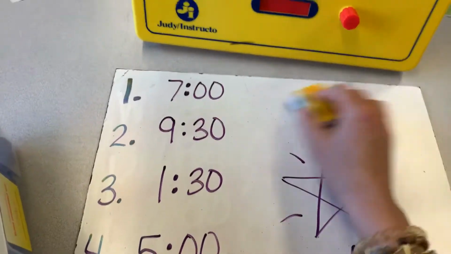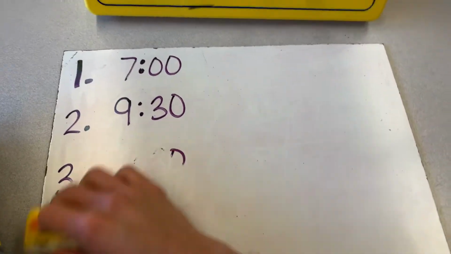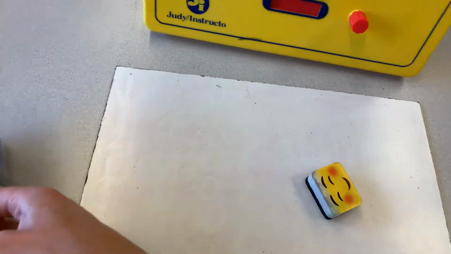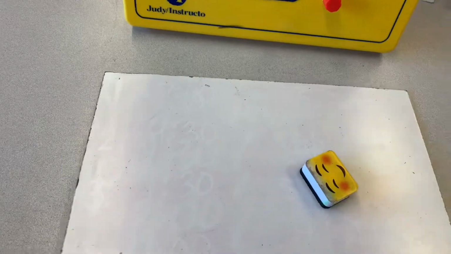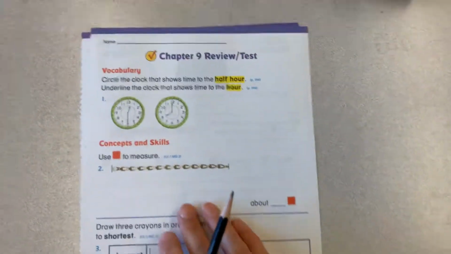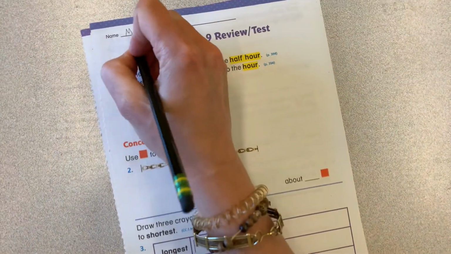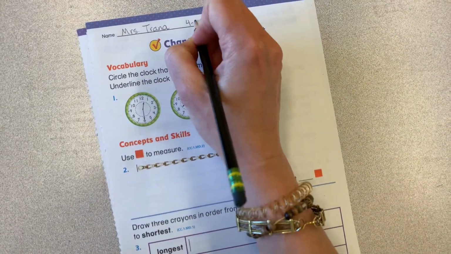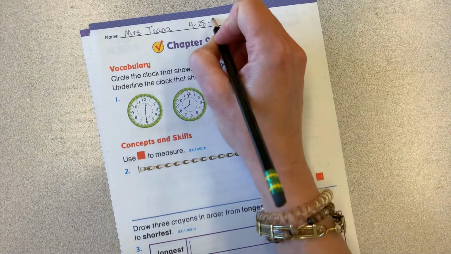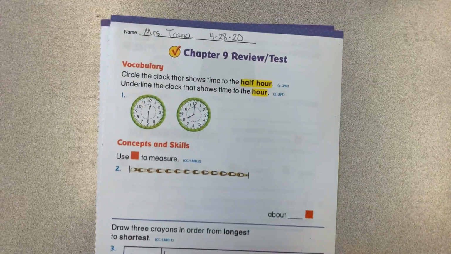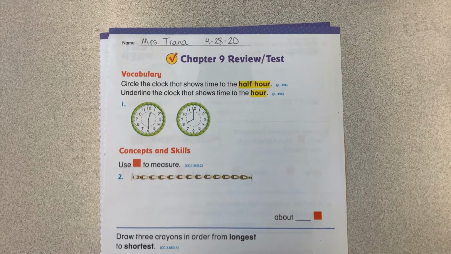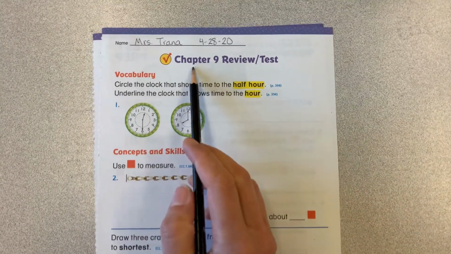All right, we can erase that. Practicing our time to the hour and half hour. Hopefully you're getting a hang of that because you have a test tomorrow on it. Let's move on to our Chapter 9 review. Let's put our name at the top first, friends. And the date, 4-28-20. Let's read our paper together.